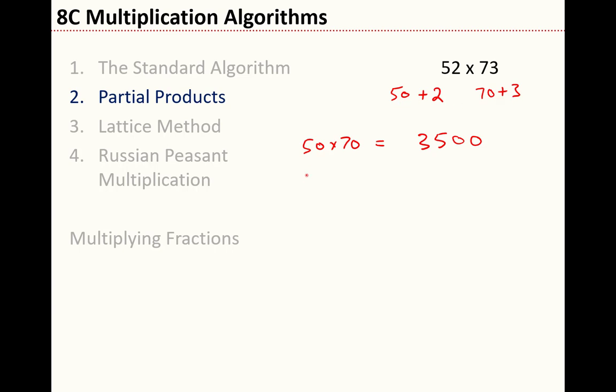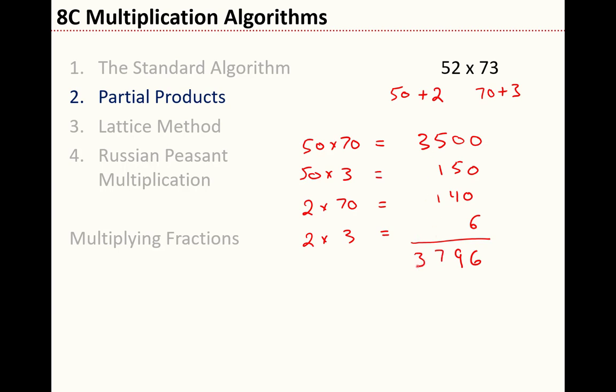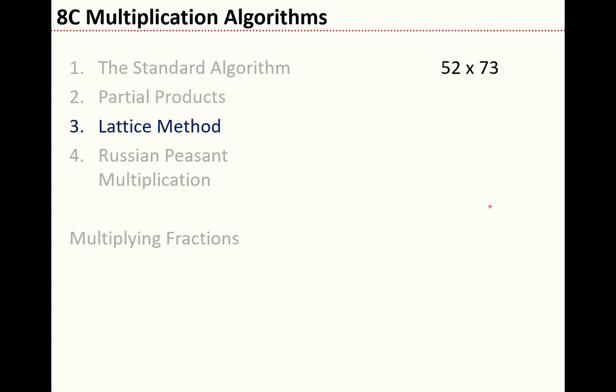Now, how about 50 times 3? 5 times 3 is 15, and I'll put 1 0. So we get 150. Now, how about 2 times 70? 2 and 7 is 14, and I'll have 1 0 remaining. And lastly, 2 times 3. 2 times 3 is 6, and the 6 goes on the far right. Now I can just add up all of these results. 6, 5 plus 4 is 9, 7, 3, and we get the same answer as before, 3,796.